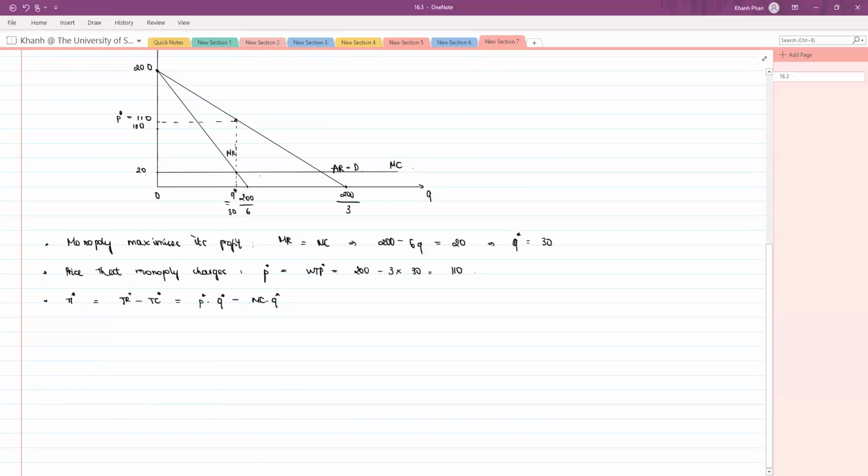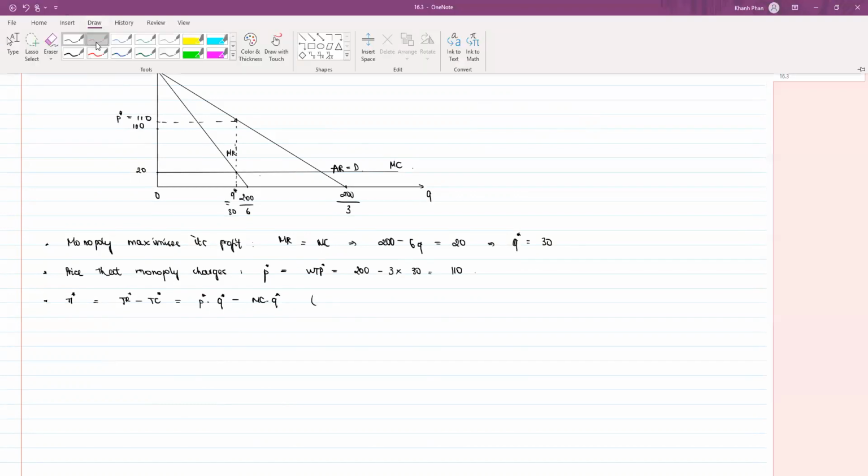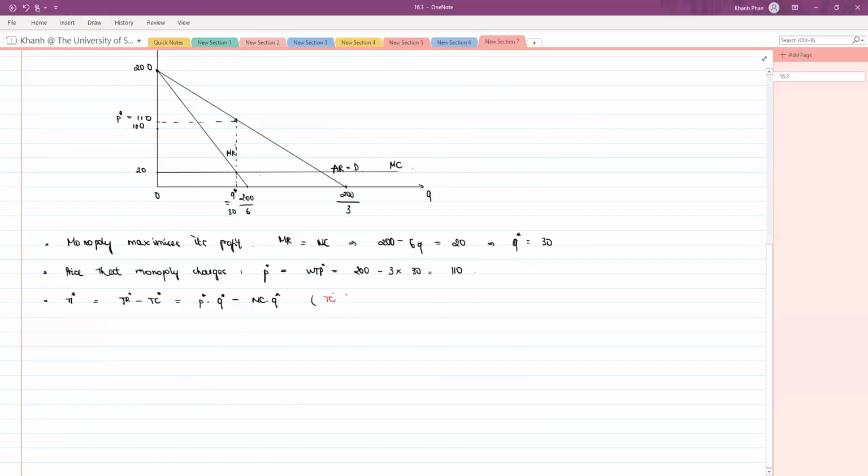Now, everyone remember, total cost is equal to average cost multiplied by the quantity. Okay, so bear in mind that total cost is average cost multiplied by the quantity Q. Okay, and if the marginal cost is constant, then average cost is going to be equal to the marginal cost. That's only when the marginal cost is constant. Okay, as marginal cost is constant.